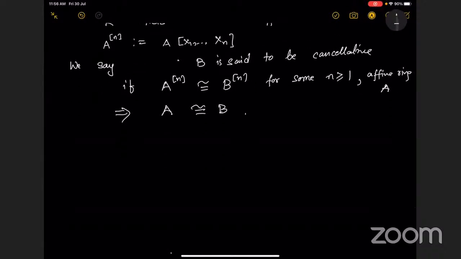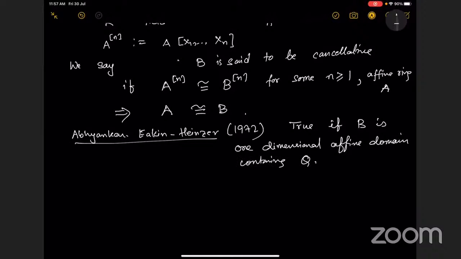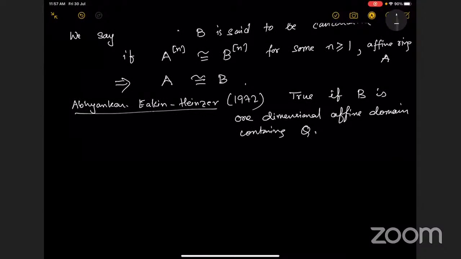And this problem was known to have an affirmative answer, and this was due to Abhyankar, Eakin, and Heinzer. This is a very famous result. The proof is also not difficult and was proved as early as 1972. They proved that it's true if B is a one-dimensional affine domain containing Q. It is also true if you don't assume containing Q, but then you may have to assume that it's a normal ring or semi-normal. So let me not get into that.